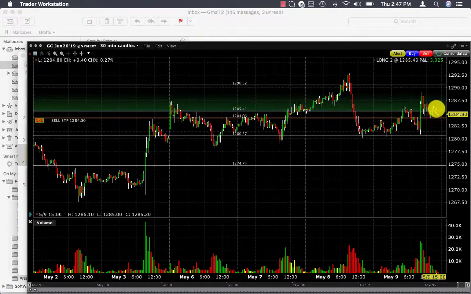okay, if price can't break through this, I would expect it to bounce off of that and continue maybe back up to this 1290 area where it might see some resistance. So that's how we would use it practically.